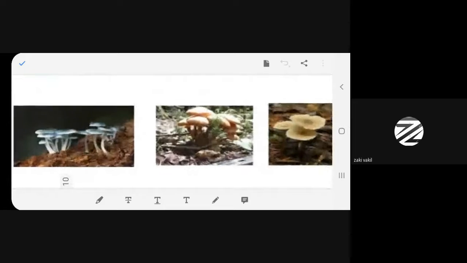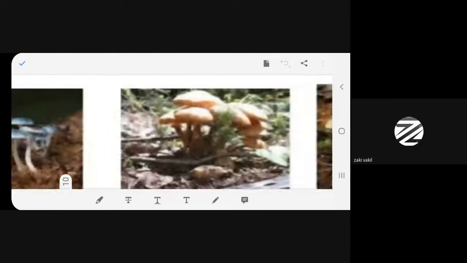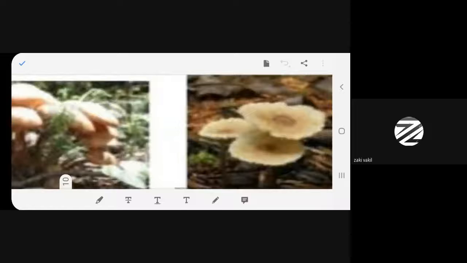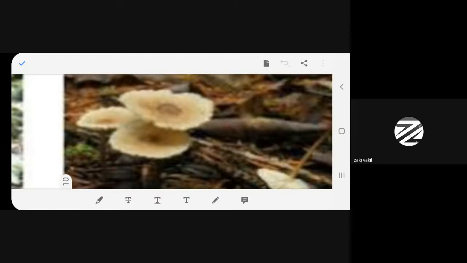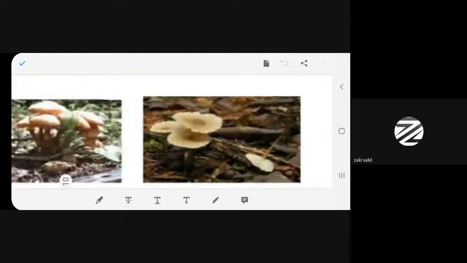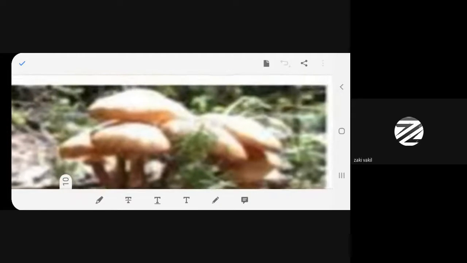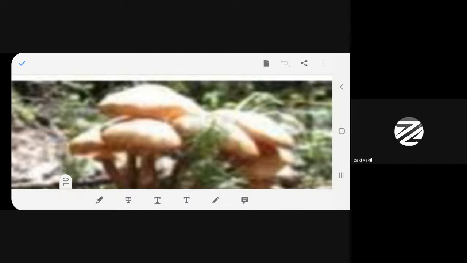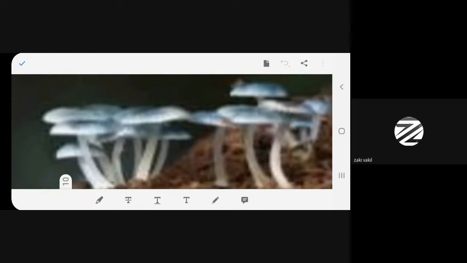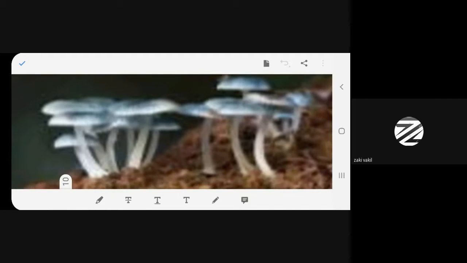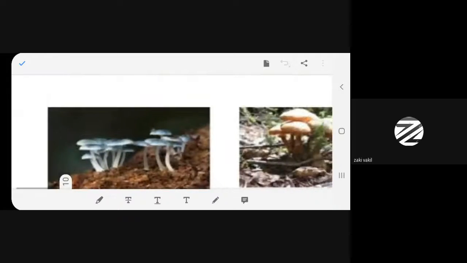See, these are all fungus. See, mushroom. Can you see this mushroom? These are all types of mushroom. One type of mushroom is on the wood. This is another mushroom. These are all fungus. Any problem?